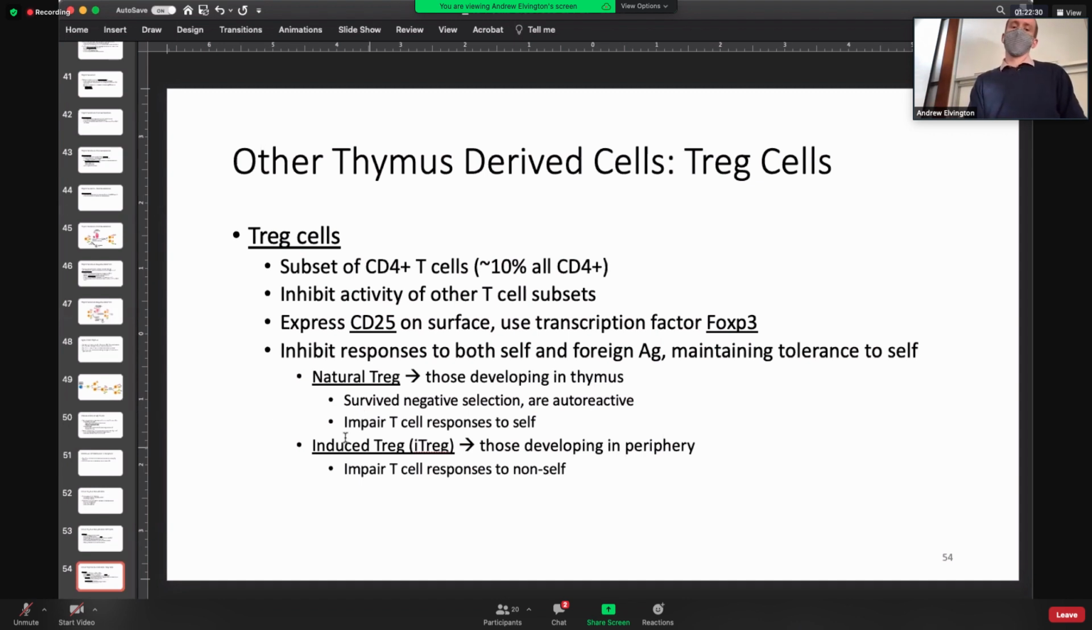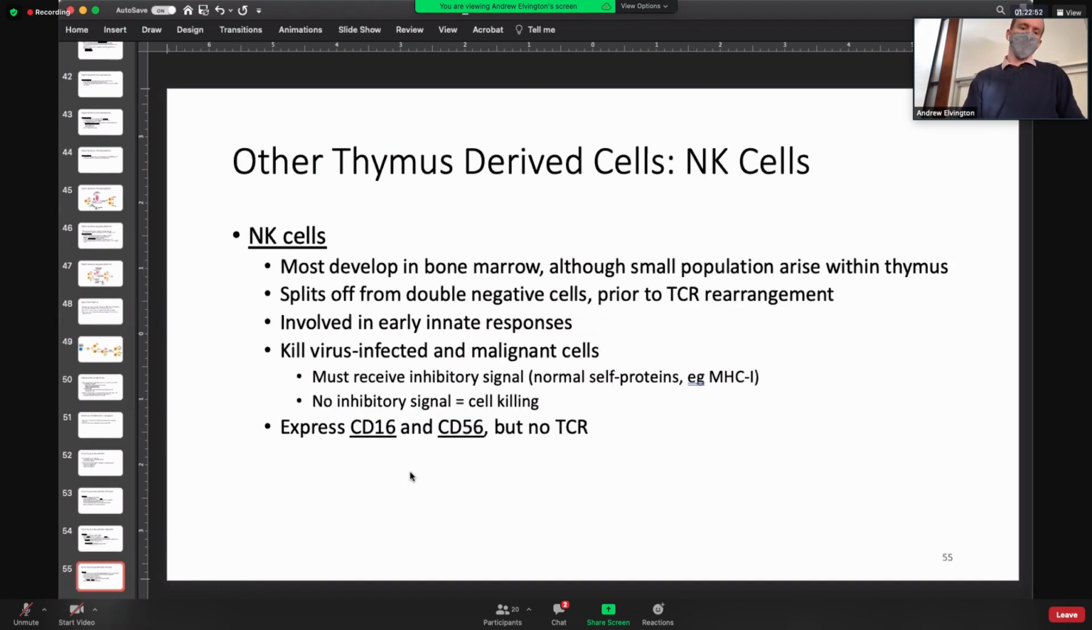The other type are those that you produce in the periphery, and these are called induced Tregs. And these principally are impairing T cell responses against non-self antigens. These are what you would generate during the course of an immune response. And that's some of what we will refer back to, this idea of peripheral tolerance in some chapter.